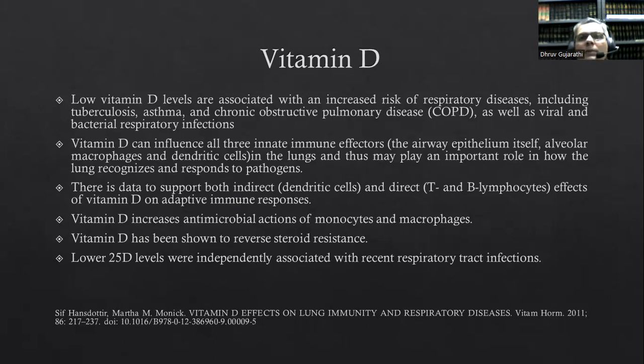The airway epithelium forms the first line of defense by preventing the entry of pathogens into the lung. The alveolar macrophages control the pathogens that have entered the alveoli by engulfing them, and dendritic cells kill the pathogen by endocytosis. So vitamin D can influence all these three immune factors in the lungs and thus may play an important role in how the lung recognizes and responds to the pathogen.